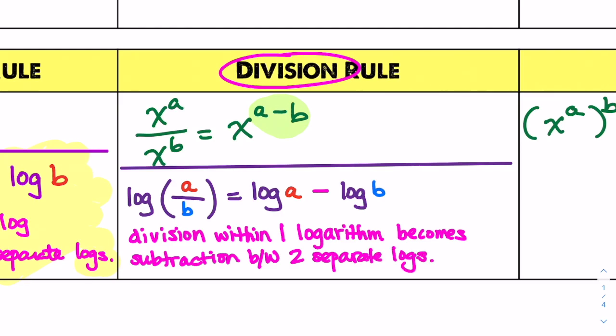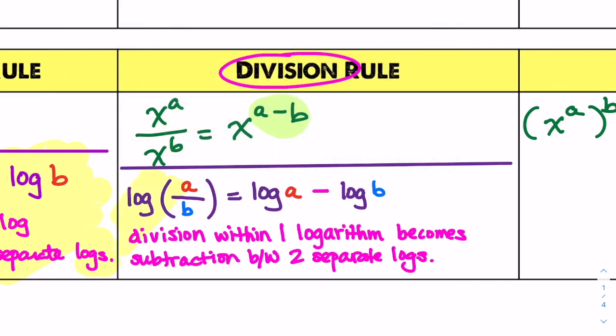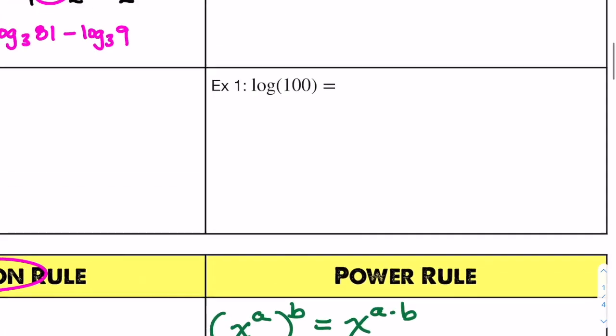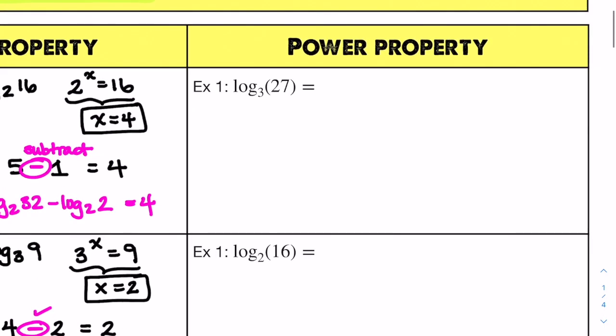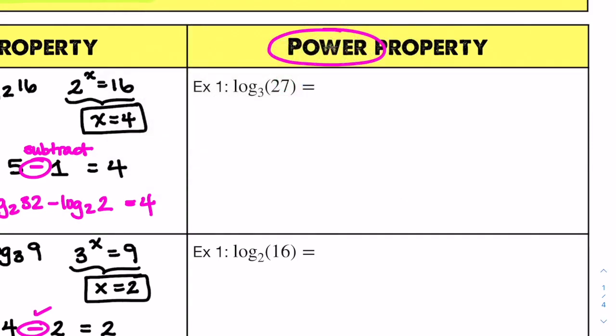Okay. So here is your division rule. If you see division, it becomes subtraction. Same thing as exponents. And our last one. There's also, just like there was with exponents, there's a power property.